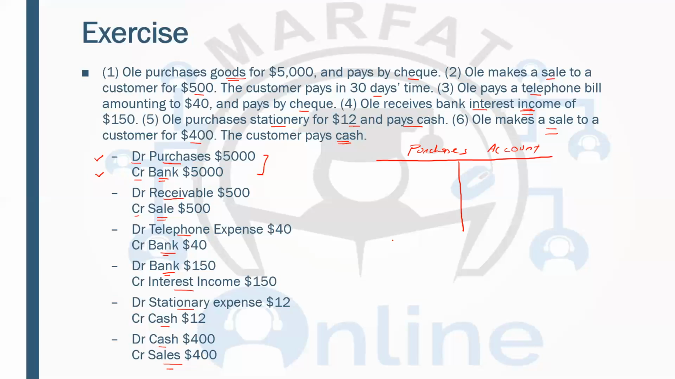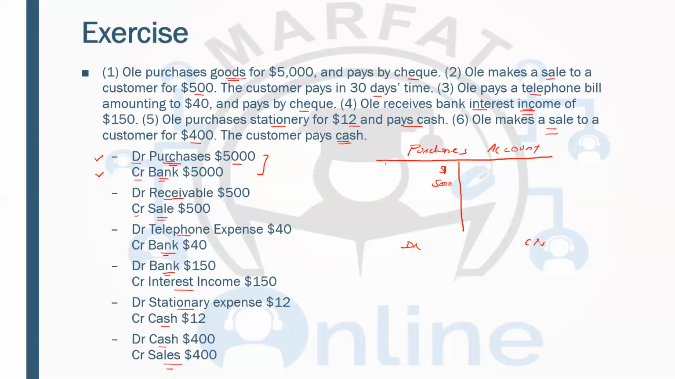Now you know that this is the debit side and this is the credit side. So purchases are being debit. So what we do, for the 5,000, we write the amount over here, which is $5,000.